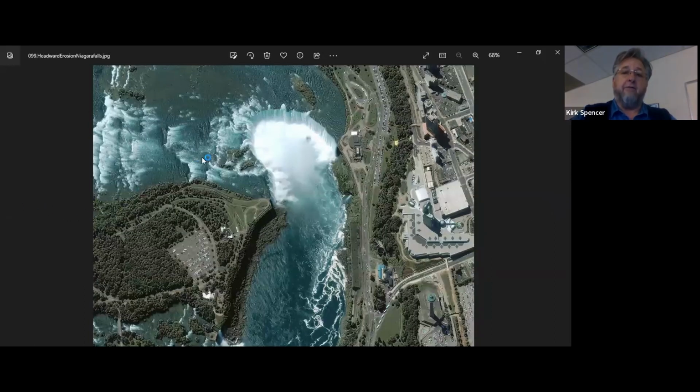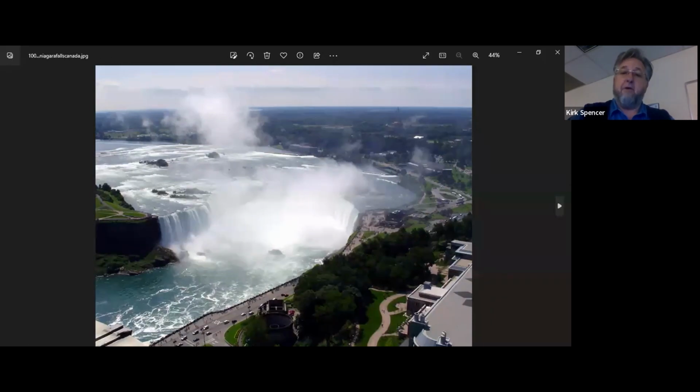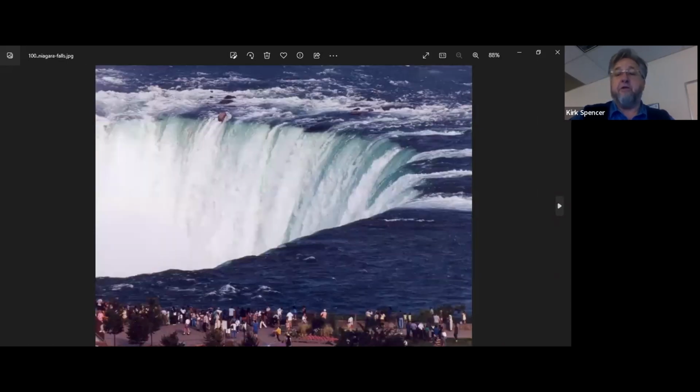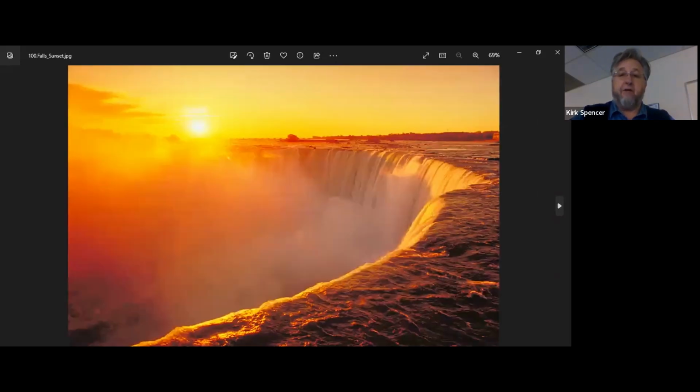They actually diverted the river there so that they could reinforce Niagara Falls to try to keep it within view of this hotel. They were afraid it was going to migrate too far away and they were going to lose business because they didn't want a hotel that was 2 miles away from the falls. Anyway, shots of the water going over the edge of Niagara Falls.